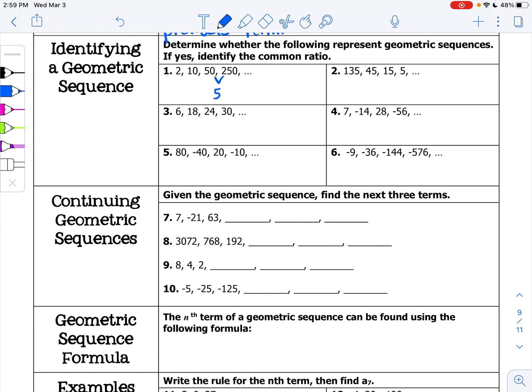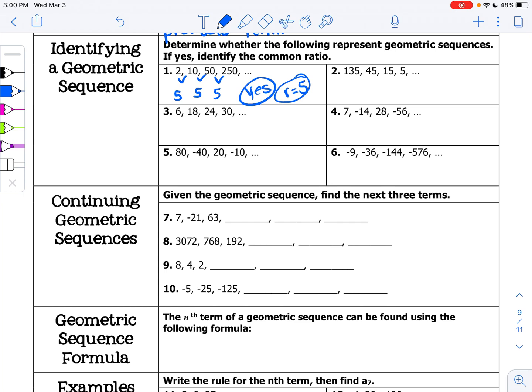Then if I keep working backwards, 50 divided by its previous term of 10, 50 divided by 10 is 5. And then 10 divided by its previous term, 10 divided by 2, is also 5. So since that ratio is the same throughout the whole sequence, we can say, yes, this is a geometric sequence with a ratio of 5.